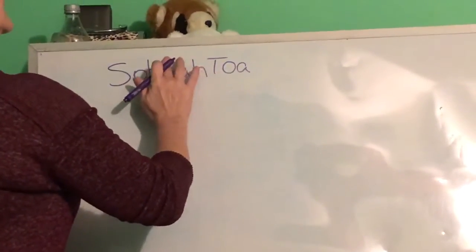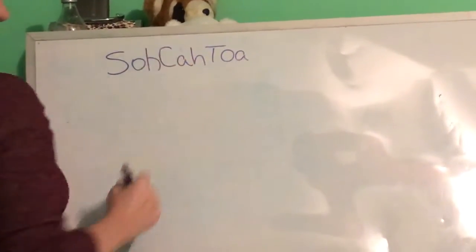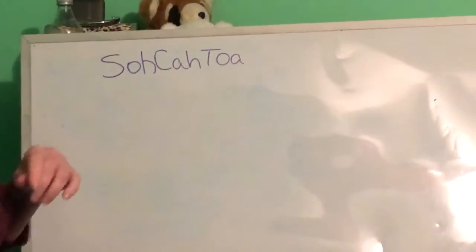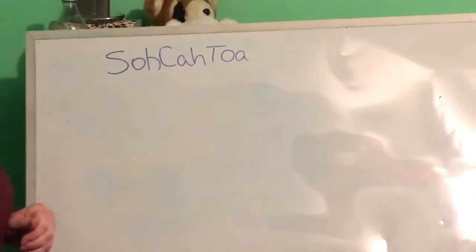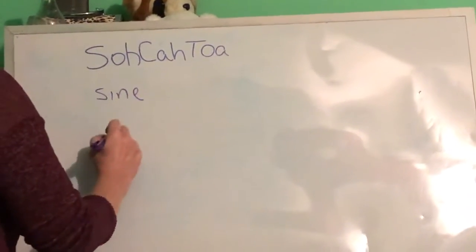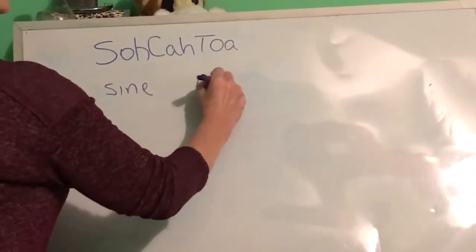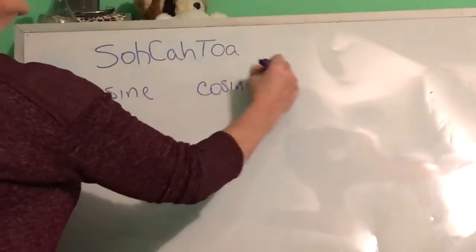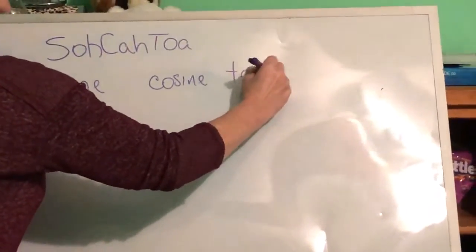I'm going to fix that because it looks like a T instead of a C. Okay, SOHCAHTOA, an old Indian greeting. If you remember that, it's going to help you. Okay, S stands for sine, C stands for cosine, and T stands for tangent.